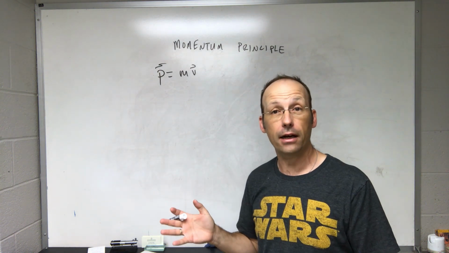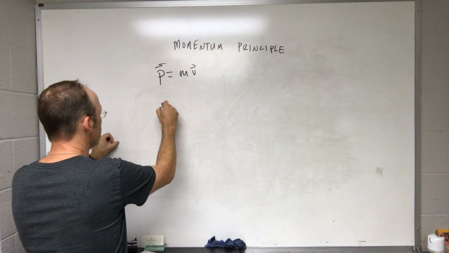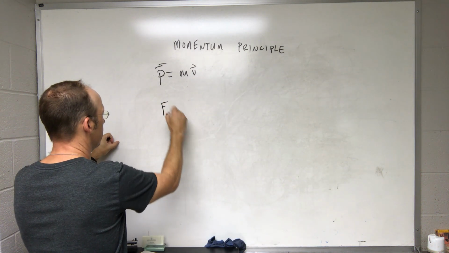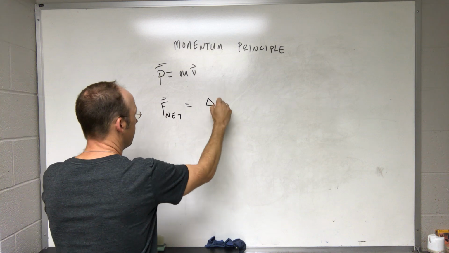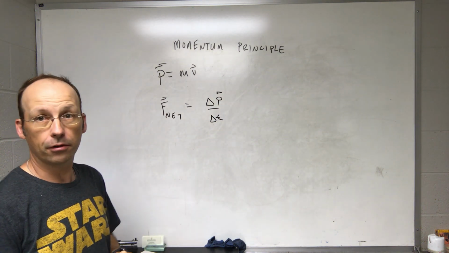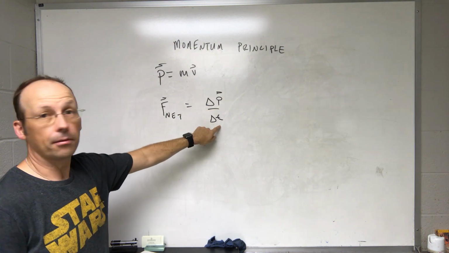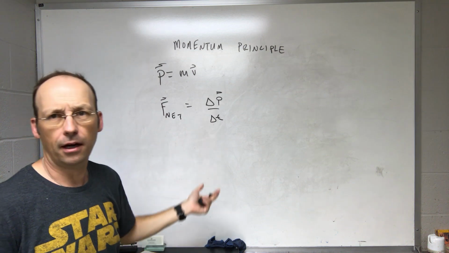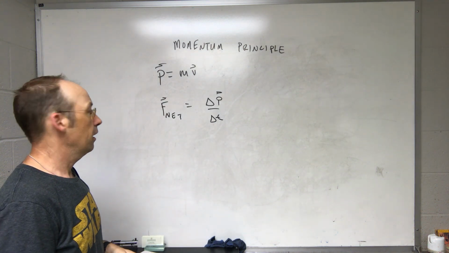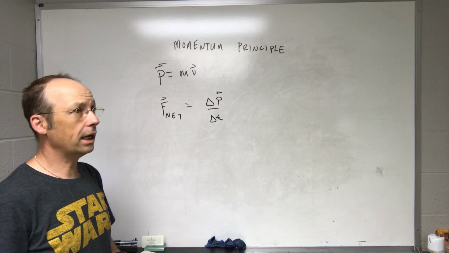So let me just go ahead and write out the momentum principle, and then we can talk about how it works. F net equals delta P over delta T. That's the momentum principle. It says that a net force changes the momentum with respect to time. It's very useful. It's very powerful. So let's just look at a quick example.